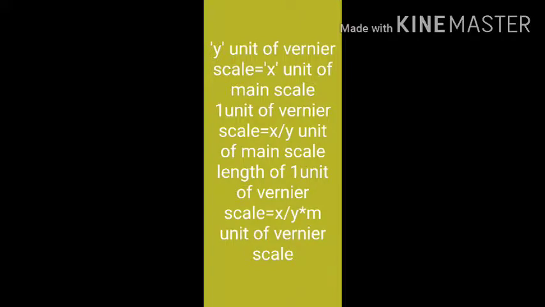Now we will use the unitary method. 1 unit of Vernier scale is equal to x by y unit of main scale. So the length of 1 unit of Vernier scale is equal to x by y into m, where m is the smallest division of main scale.